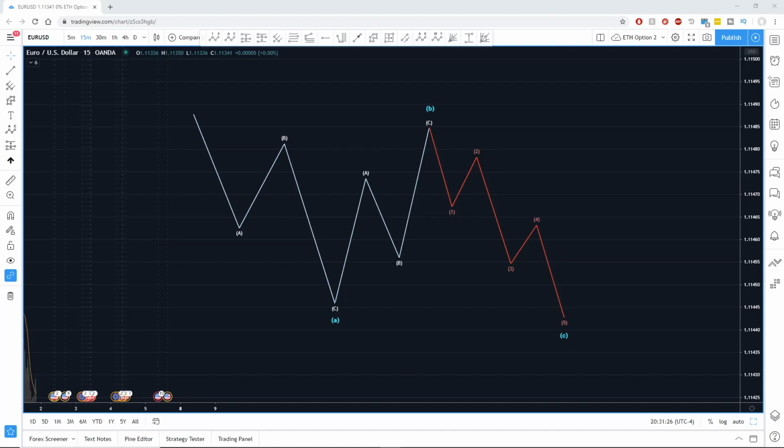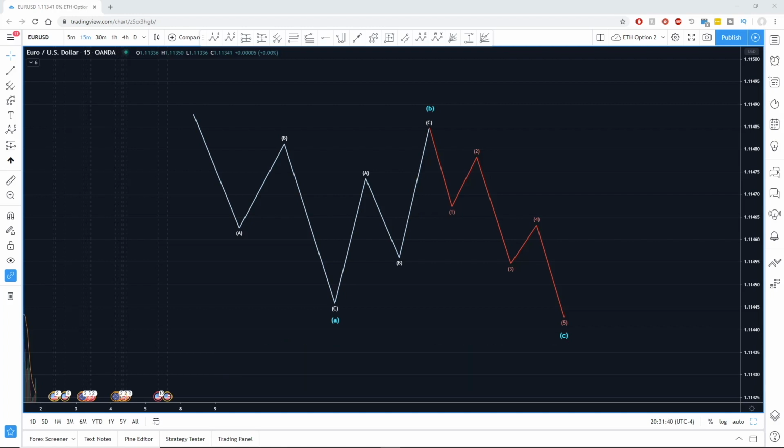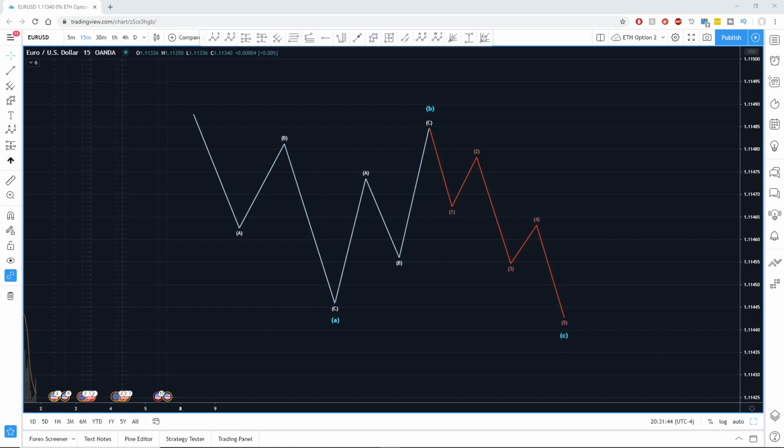In today's video, we're going to go over the last two types of corrective waves, which are flats and triangles. I'll tell you all about the rules and guidelines you must follow when drawing them, as well as the different variation types of each.